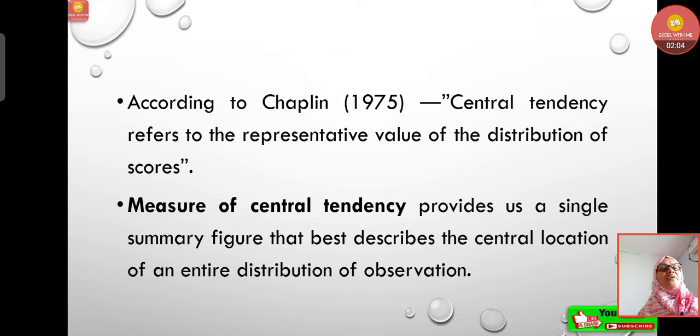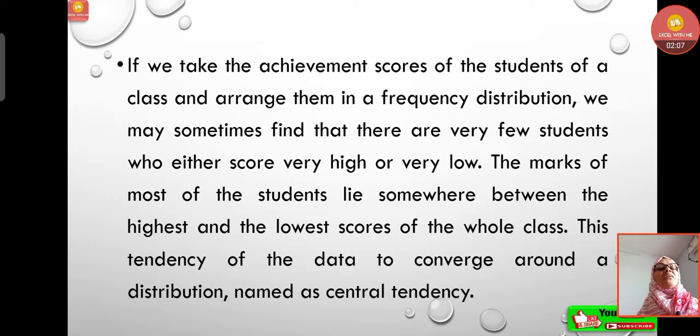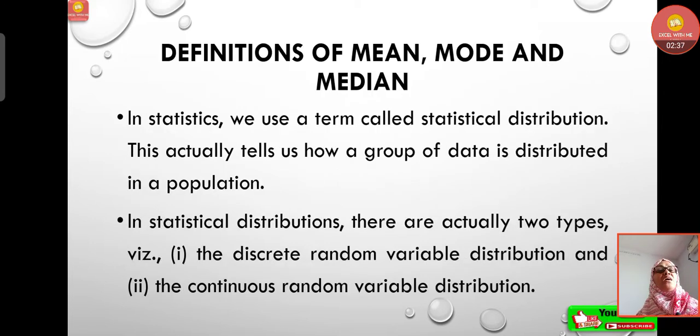If we take the achievement scores of the students of a class and arrange them in a frequency distribution, we may sometimes find that there are very few students who score either very high or very low. The marks of most of the students lie somewhere between the highest and the lowest scores of the whole class. This tendency of the data to converge around a value in a distribution is named central tendency. Now let's see the definitions of mean, median, mode.